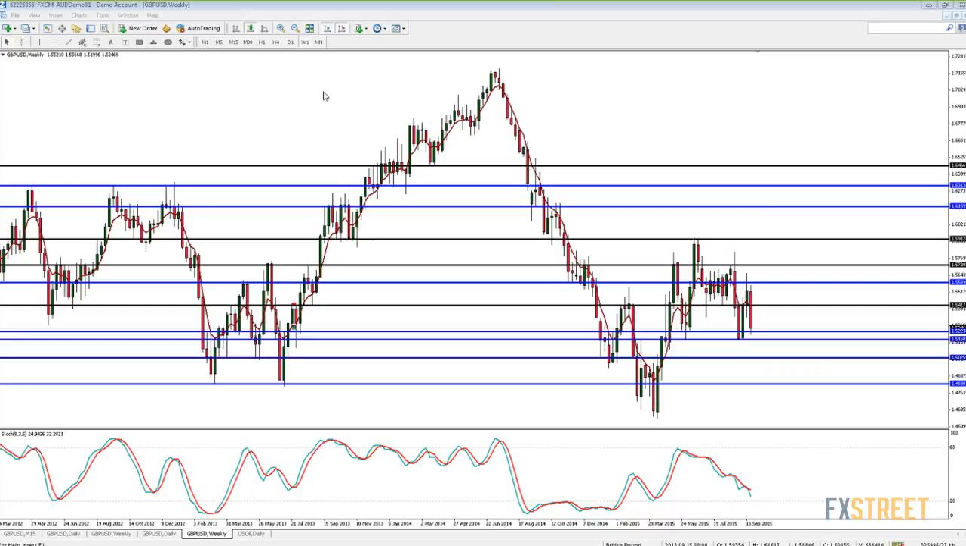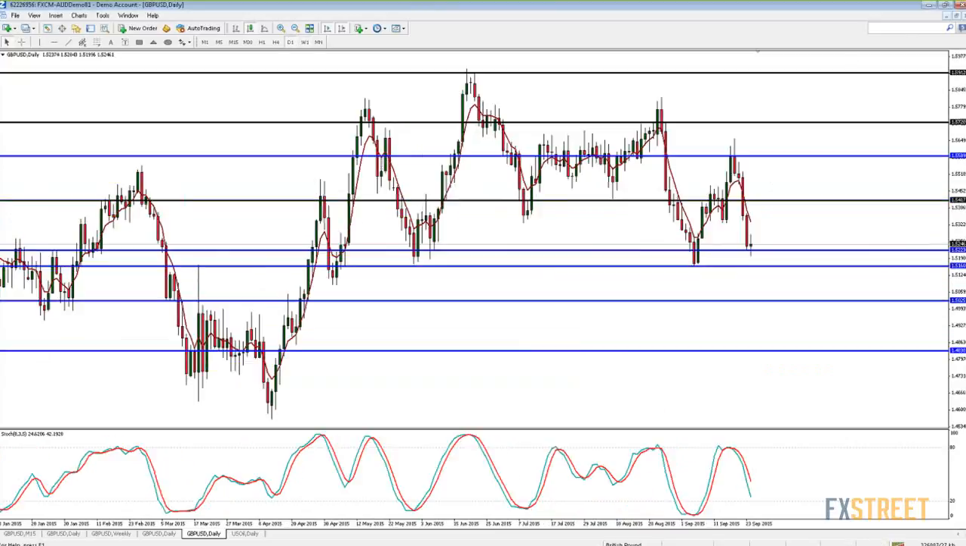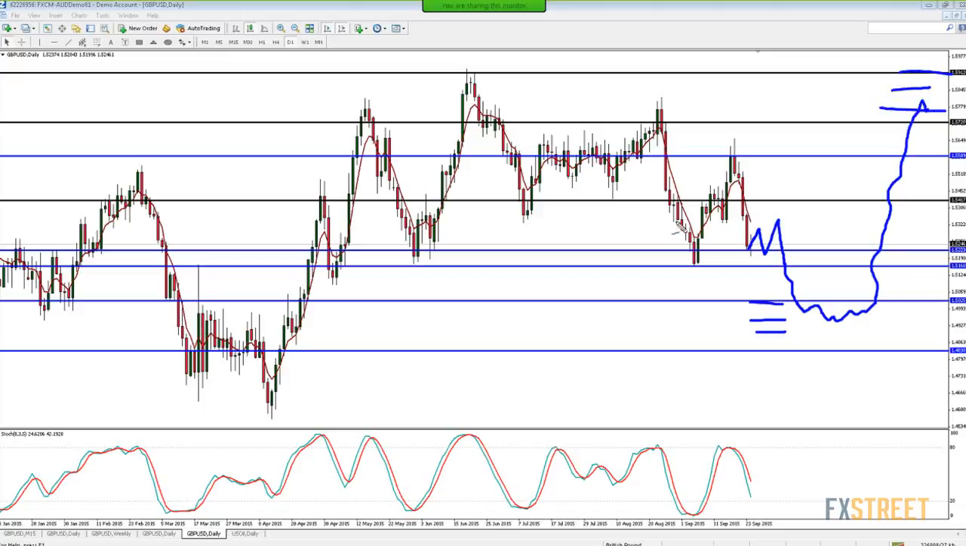Then it's a case of, okay, well, maybe you're one of those people that just says, great, I'm going to put an order in here, I'm going to put an order in here, and an order in here. And hopefully it does sort of something like this. Flip it around, back into the top of the range. Okay, short, short, short. And that's ultimately what I'm looking for here.